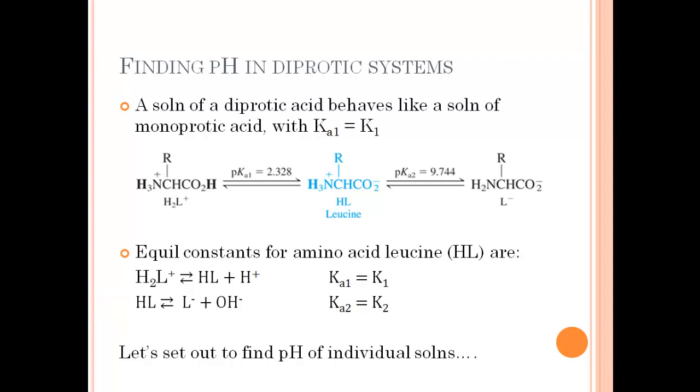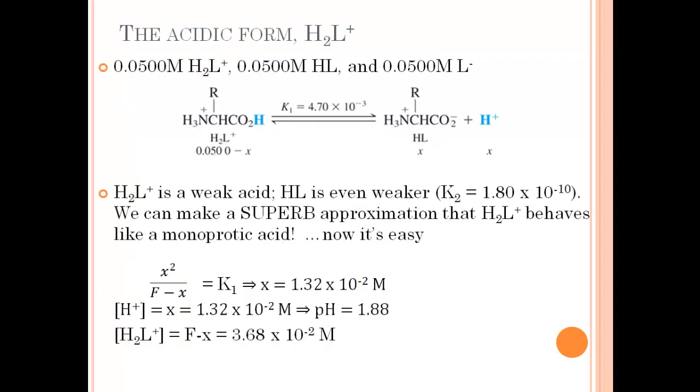Now, let's try to set out to find the pHs of these individual solutions, of the H2L+ and then of the HL. Let's first do the acidic form, which is the most protonated form, H2L+. If we have three individual solutions, we have 0.0500 molar of H2L+, 0.0500 molar of HL, and 0.0500 molar of L-. But let's first try to find the pH of that 0.0500 molar H2L+, which is the most protonated form. H2L+ is a weak acid, so this becomes very familiar to us, thank goodness. And HL, you have to realize, is even weaker, okay?